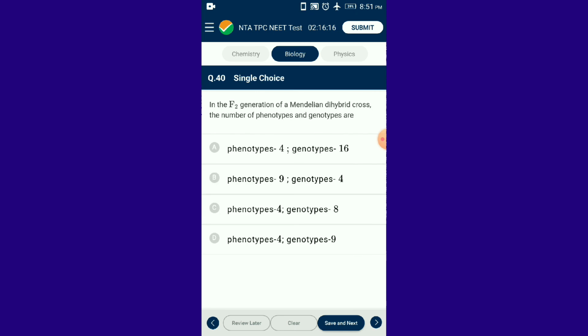Question number 40. In the F2 generation of Mendelian dihybrid cross, the number of phenotypes and genotypes are. In the F2 generation, the number of phenotypes is 4 and genotypes is 9. So the answer for this question is option D.